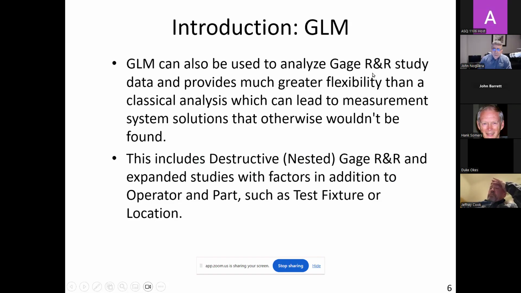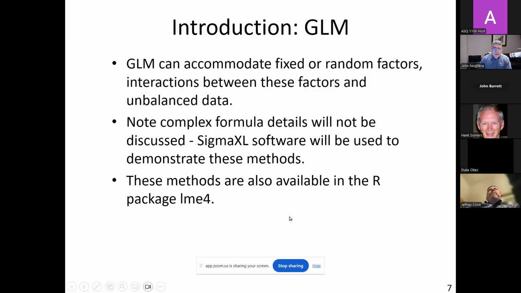GLM can also be used to analyze Gage R&R study data and provides much greater flexibility than a classical analysis, which can lead to measurement system solutions that otherwise wouldn't be found. So for example, destructive nested Gage R&R, or expanded Gage R&R that would have, in addition to operator and part, a test fixture, a location. And GLM can handle either fixed or random factors and interactions between these factors and unbalanced data.